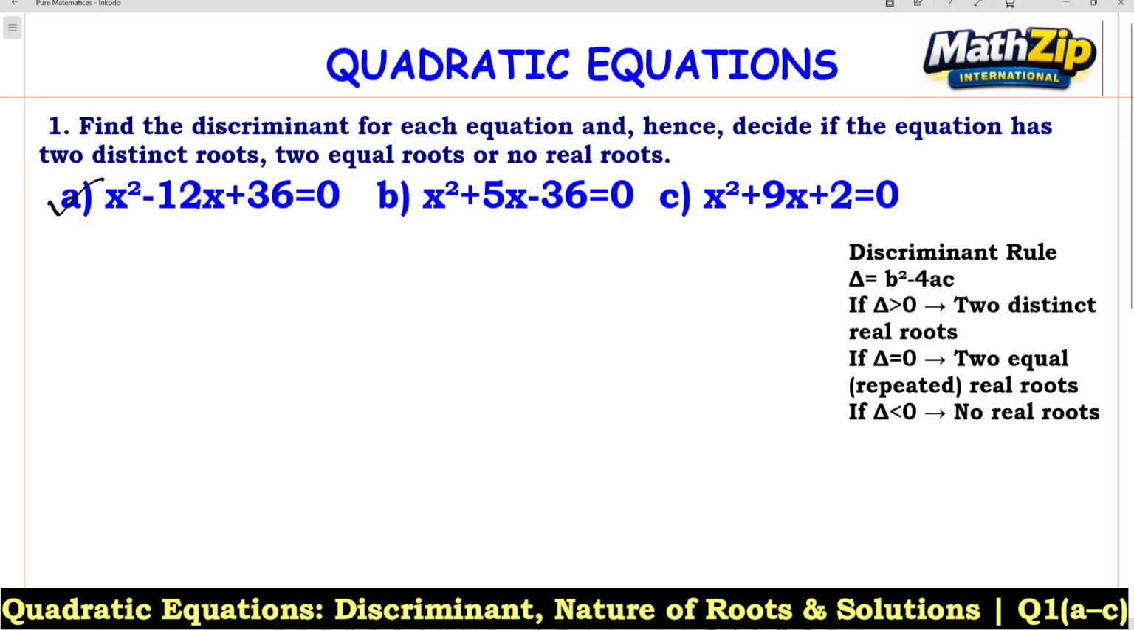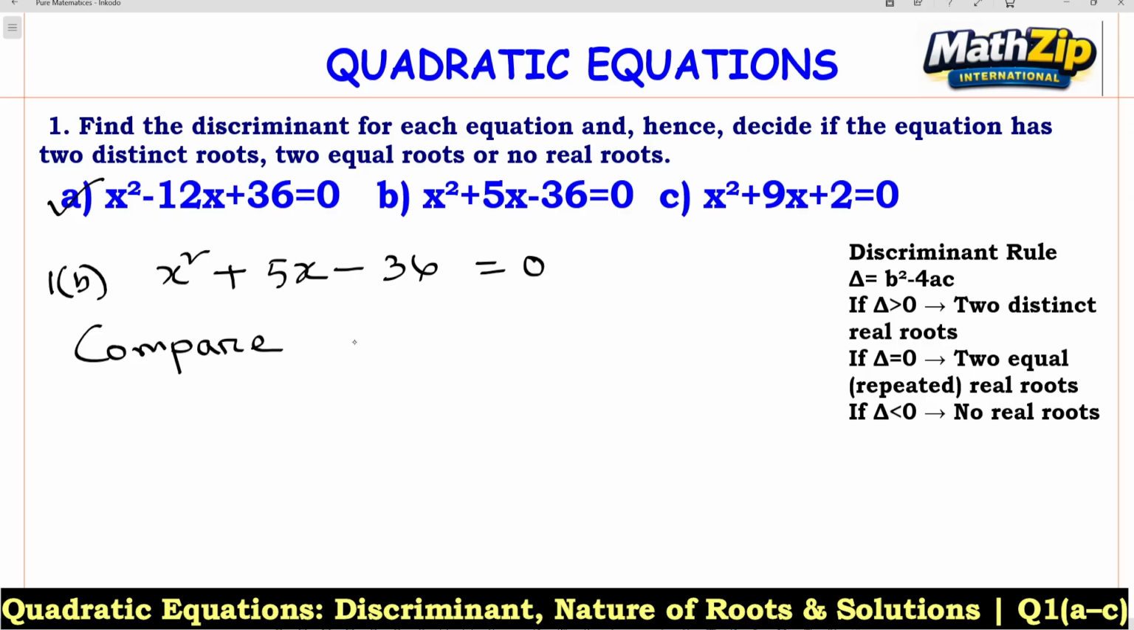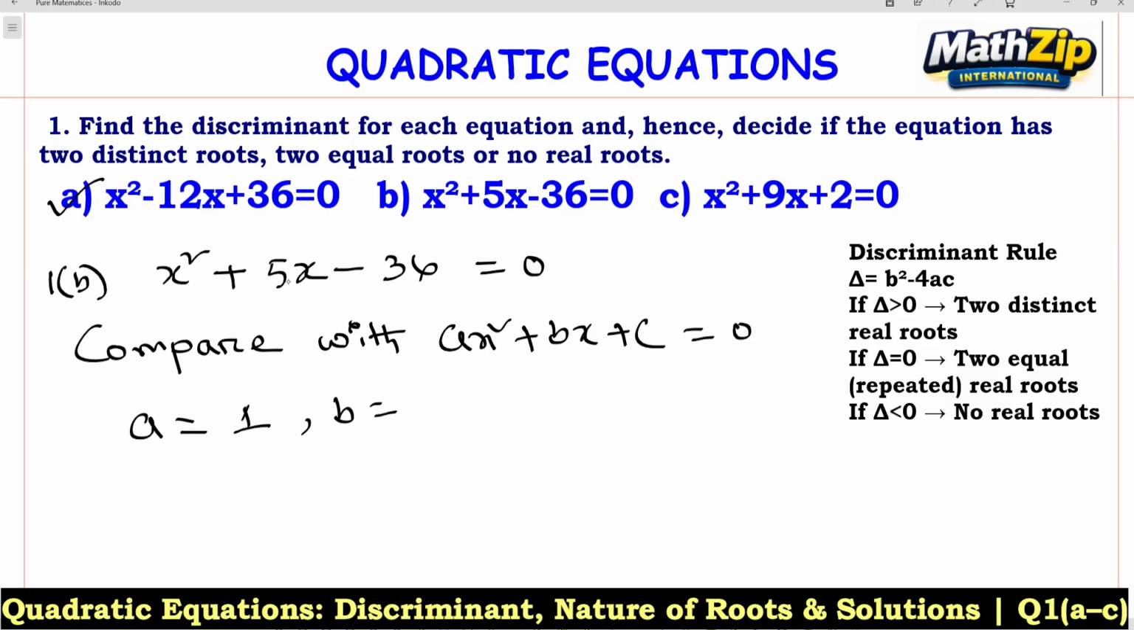1B. Again we compare. 1B is x square plus 5x minus 36 equals 0. Compare with ax square plus bx plus c equals 0. Here a is 1. b equals the coefficient of x, which is 5. And c equals minus 36.